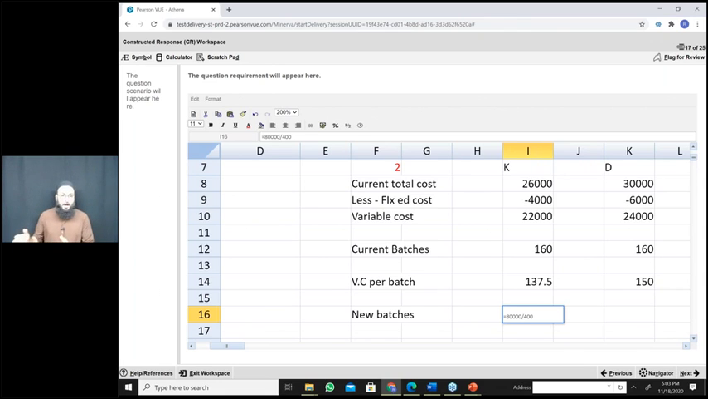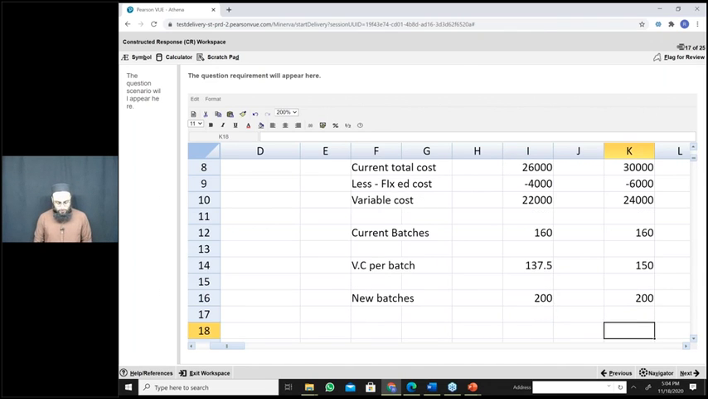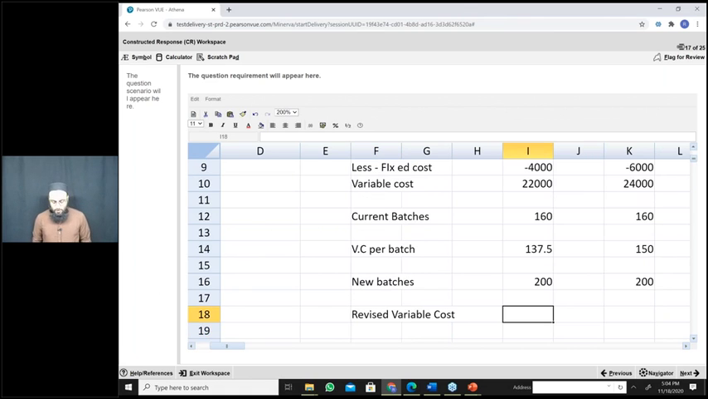So if I make this 400, this will be 200 batches, which means now 200 batches will be required. Same for display screens, yes. So revised variable cost will be how much? The cost per batch is 137.50 and now 200 batches will be produced due to change in the batch size, right? So 27,500 and 30,000. So you can check the calculations as well.